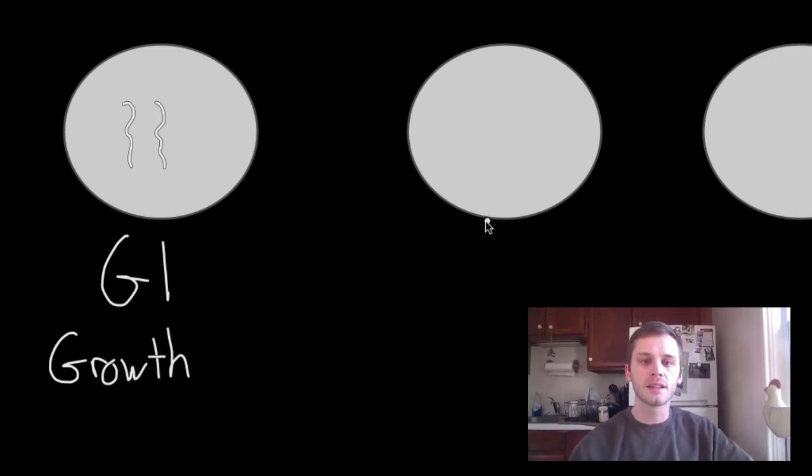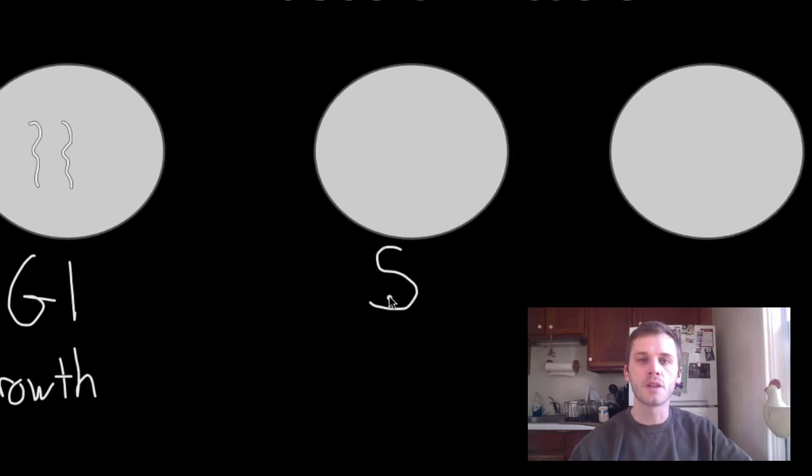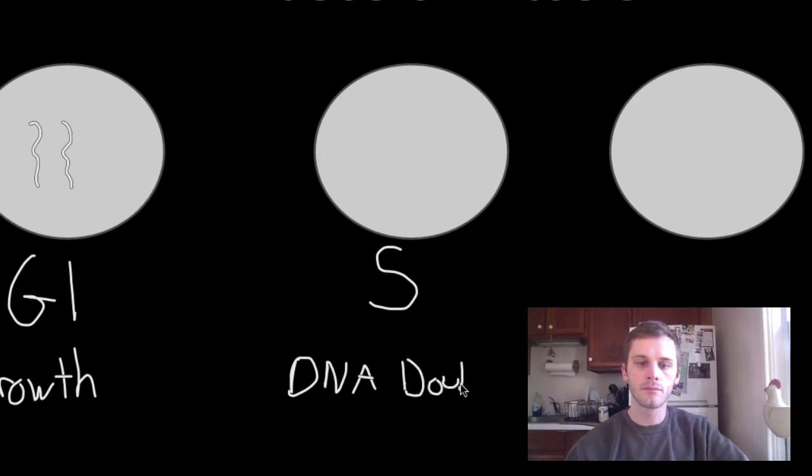The next phase is the S phase, and I think this is one of the most important parts of a cell's growth. S phase stands for synthesis, and this is when the DNA doubles. So if we started with two chromosomes over here, during S phase, we'll end up with 4 chromosomes. So we start off with 2, now we're doubling the DNA during S phase, getting ready to divide.